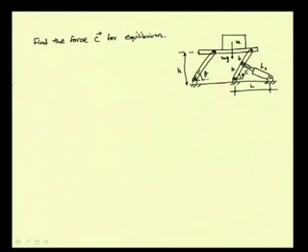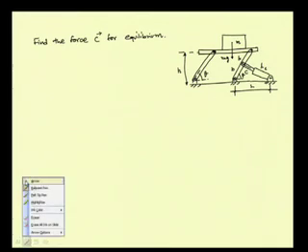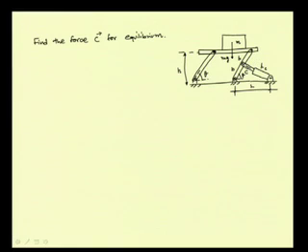Here is a hydraulic cylinder that exerts a force at this joint in order to keep this platform at, say, this height of h. The various other dimensions are given to you.